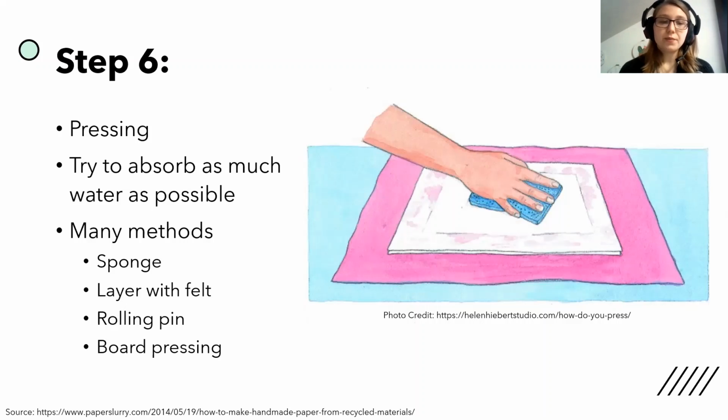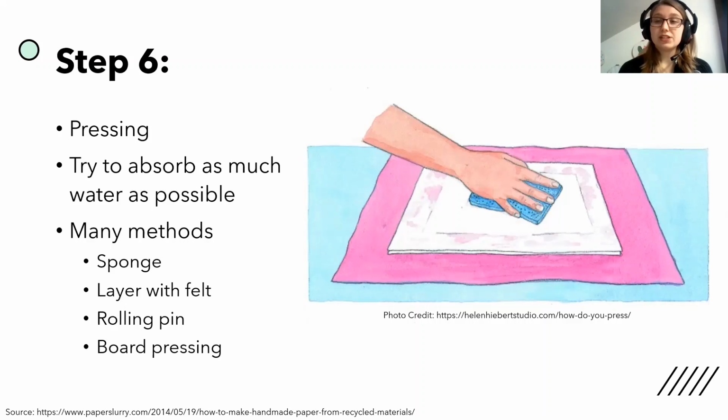And then another process is called board pressing. That's where you create a large stack. So maybe you use 10 sheets of paper, you would layer felt and then paper, felt, paper, until you end up with felt again on the top. And then you would put a board on top of it and you would stand on top of it and try to press out as much water as you can doing it that way.